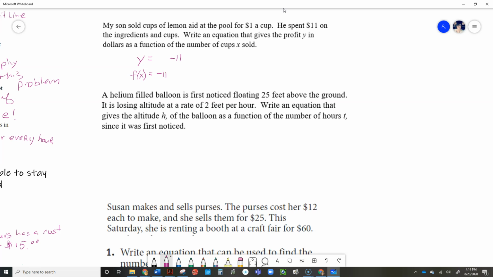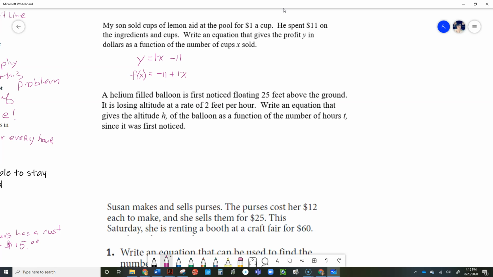Either way. And then we've got to take this negative $11, and take it away from how he makes money. Well, how is he making money? He's making money $1 for every cup. So this is going to calculate his profit. So in order to get a positive number, he's going to have to sell several cups of lemonade before he has a positive profit. Now, the fact that we start off with the y-intercept that's negative, I'm going to go ahead and finish this one. Either one of these will be the same equation.